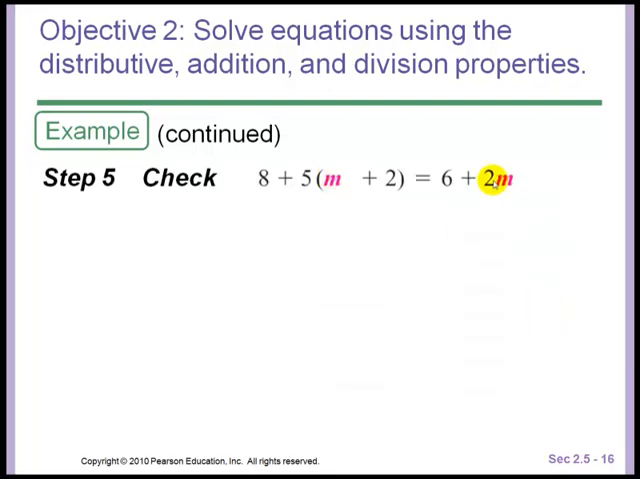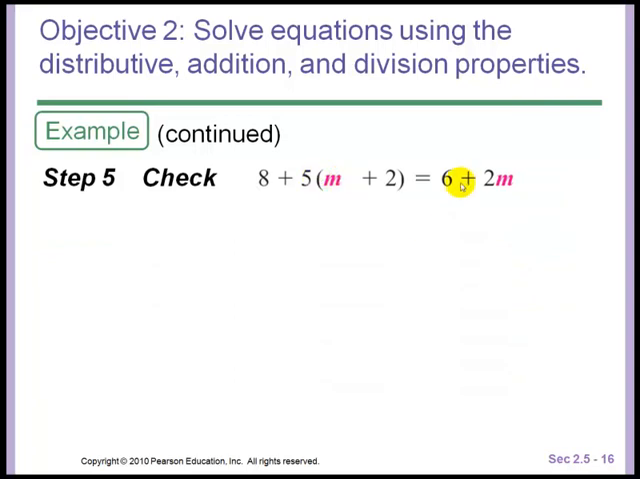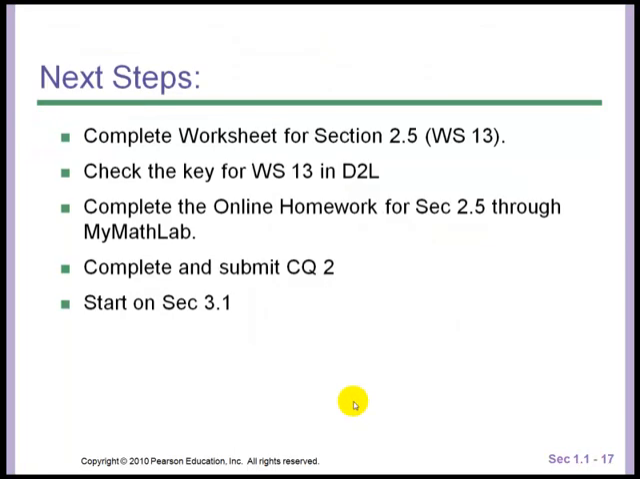We're going to replace the m with our solution, right? Our solution was negative 4. We're going to replace the m's with negative 4, then follow order of operations. Here we're going to get negative 4 plus 2 is negative 2. Here we're going to have 2 times negative 4 is negative 8. Here we're going to get 8 plus negative 10. Here we get negative 2, and then finish the left, we get negative 2 equals negative 2. Our solution is negative 4. Our check shows that we're correct.